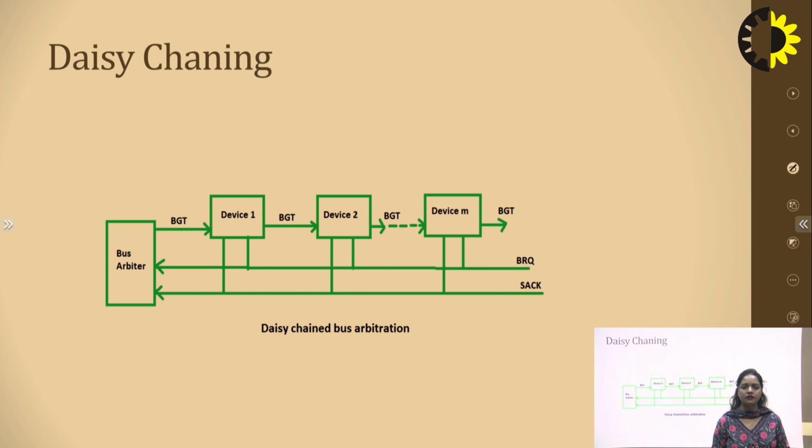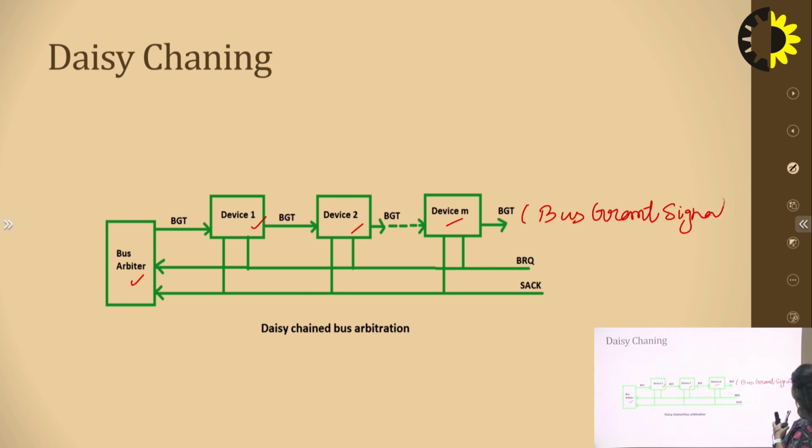The centralized approach includes, first, the daisy chaining centralized approach. In this approach, as we see in the diagram, we have a single bus arbitrator, that is the master, and we have m number of devices connected in the network in a sequence. Here we have 3 signals. One is BGT, that is the bus grant signal. BRQ, that is the bus request signal. And the third one is the acknowledgement signal.